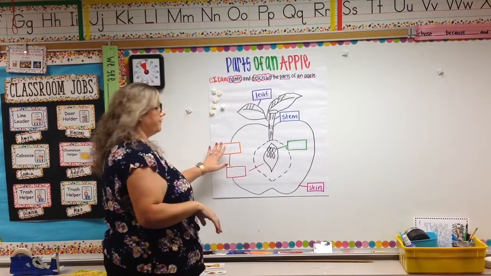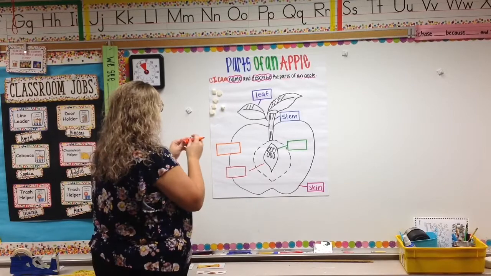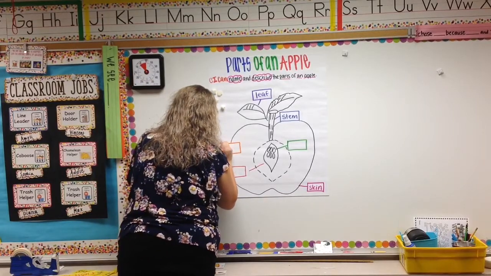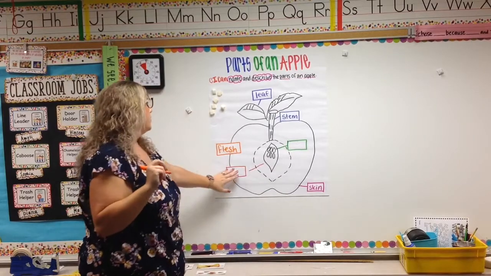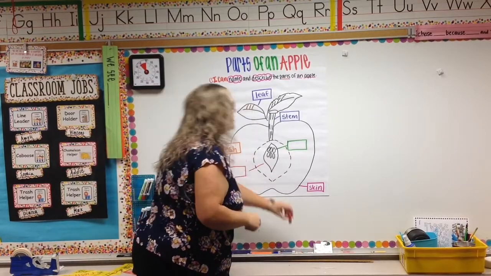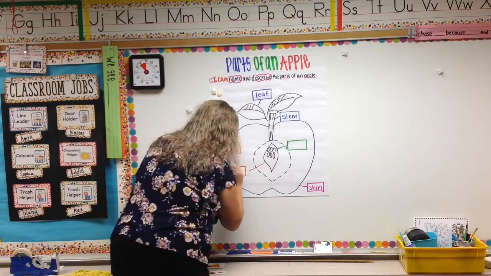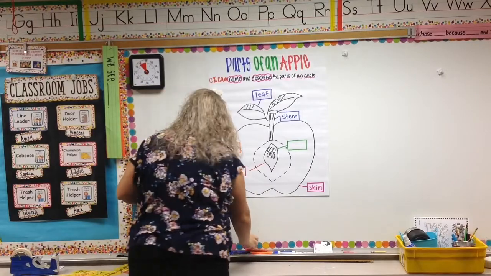Then we talked about the flesh. That's the part of the apple that we really like to eat. The flesh of the apple. And then we have the core. The core is where you are going to find the seeds. The core of the apple.